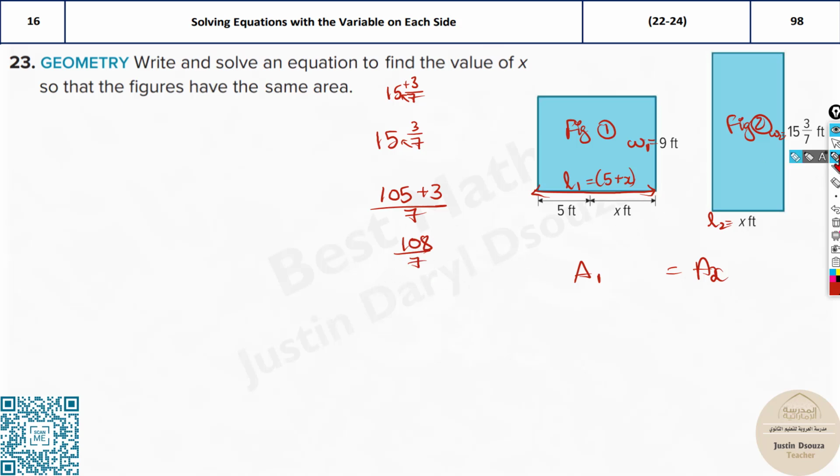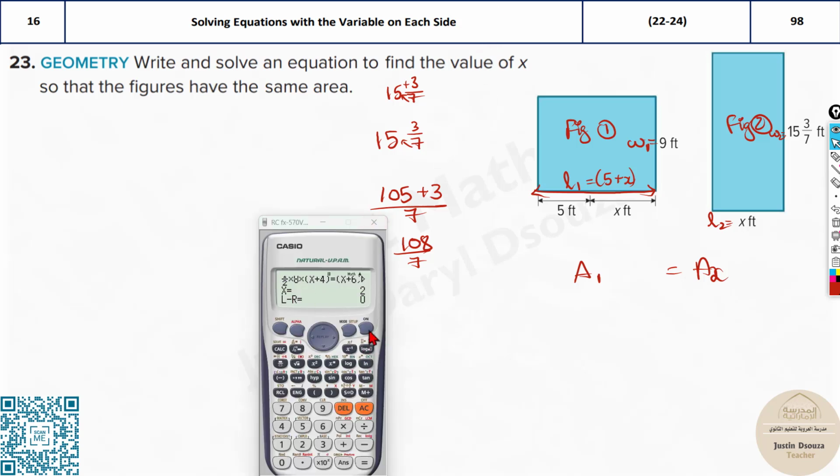Now take this value. Don't take the decimal value. Take this value when you're solving. Let's use our calculators and solve this. To clear, you just press ON or AC. It'll clear the screen of your calculator.